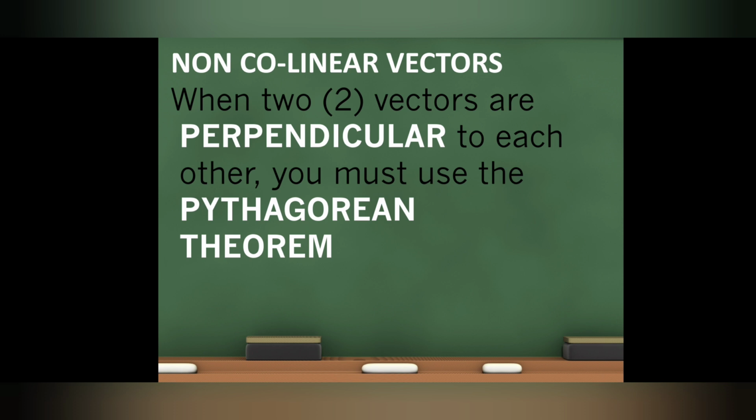Now, what are non-collinear vectors, children? Non-collinear vectors are those which do not have the same tail. Collinear vectors are the vectors which have the same tail, but non-collinear vectors are the vectors which do not have the same scale. Okay, so when two vectors are perpendicular to each other, we must use Pythagoras theorem.